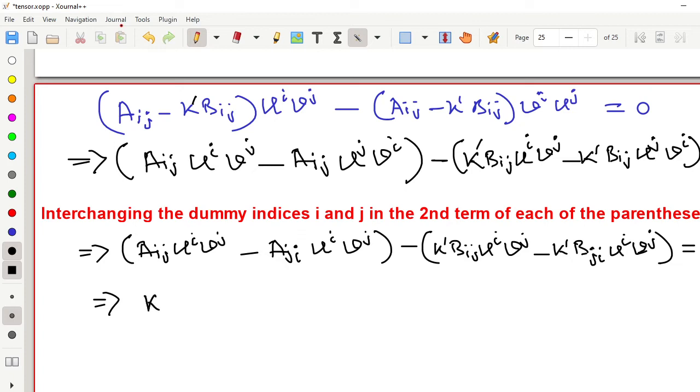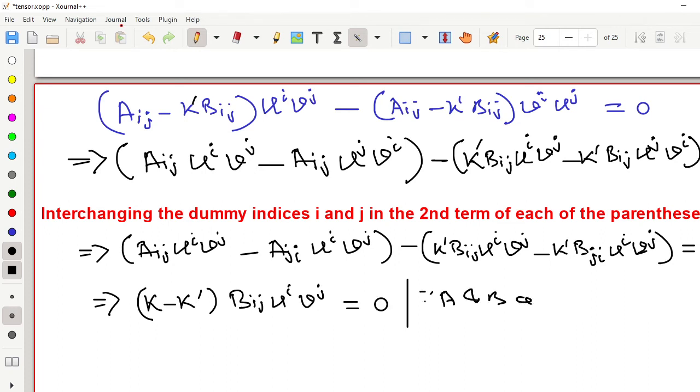And from the second one also, you can write it as k minus k dash, and then you can write b_ij and u_i v_j, right? I can write it equal to 0. Why? The reason, write it on the side: since a and b are symmetric, write b_ij in place of b_ji and a_ij in place of a_ji. You can skip this intermediate step.